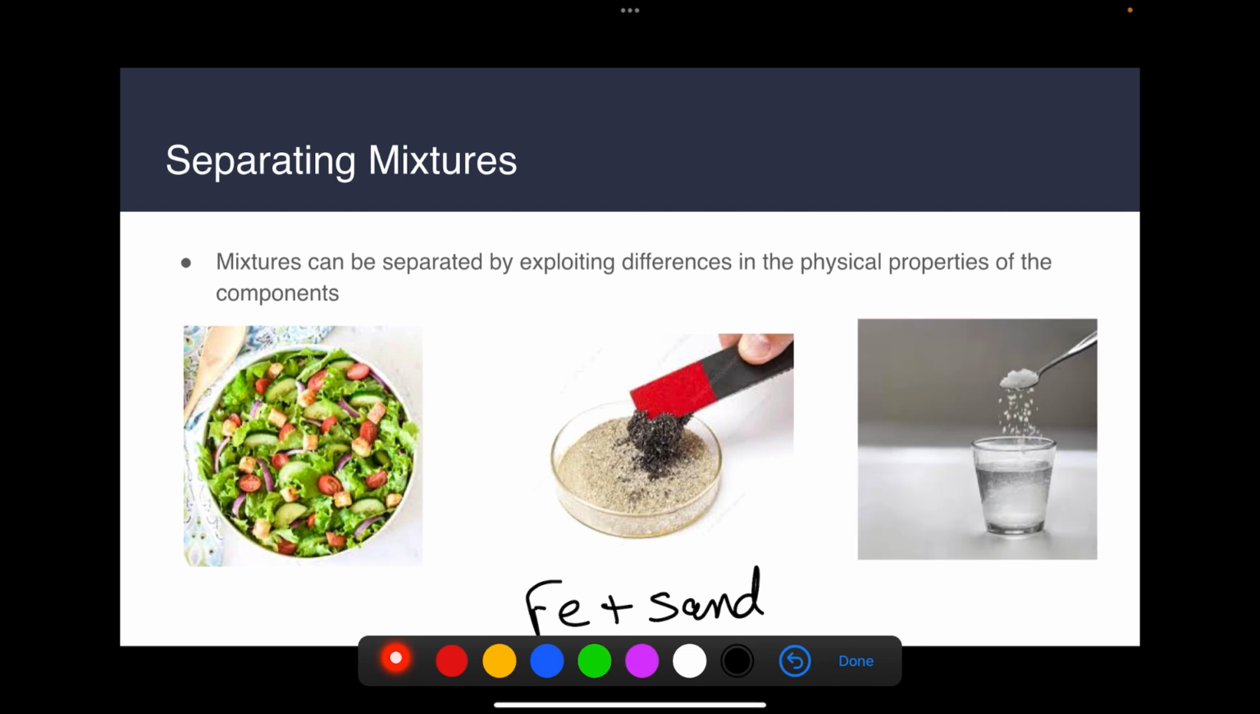A slightly more complicated example would be salt water, or aqueous NaCl, NaCl dissolved in water. This is an example of a solution or a homogeneous mixture. Here you can't see the individual components, and there's no obvious way to separate the salt from the water. However, if you consider the fact that salt and water have very different boiling points, you could easily separate this mixture based on the difference in the physical property of boiling point. Water will boil at a much lower temperature than NaCl, so you heat it up until all the water boils away and you're left with the NaCl.